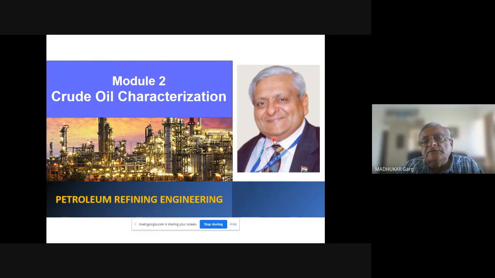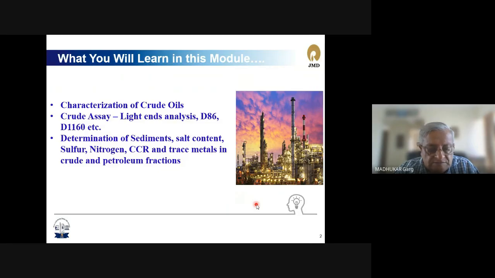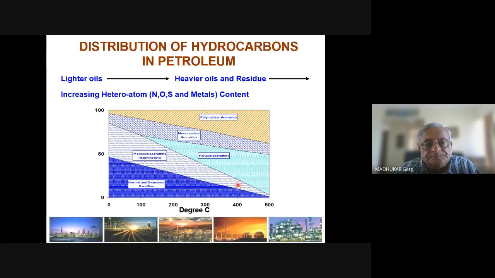So we had actually, if you remember, started the second module that is on crude oil characterization. And I will just go through very briefly and do a recap of what we studied. We mentioned that we'll talk about how we characterize such a complex mixture called crude oil. Basically, the way we actually understand crude oil is in terms of how it distills, at what temperature, and the various other impurities which are present in that crude.